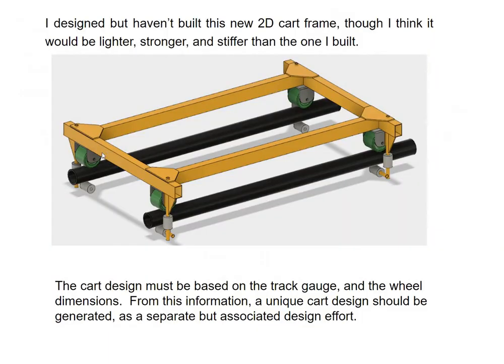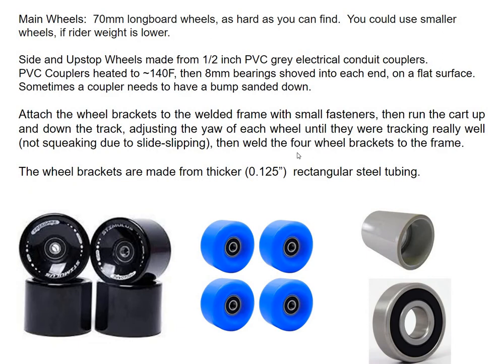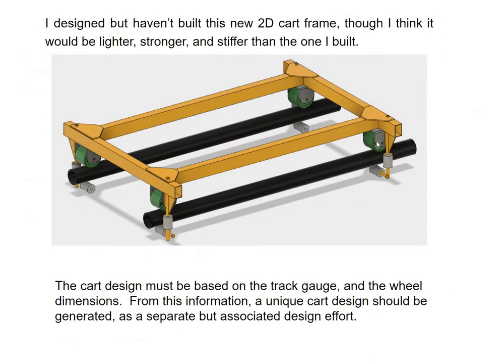Okay, this was a cart I designed a long time back, but I never did make it. I don't know why it couldn't be made, though. But you can basically see these wheel brackets are made of 1/8 inch thick steel. I usually get a rectangular tube and then just cut them away, so I don't have to bend that angle on the U-shaped bracket.